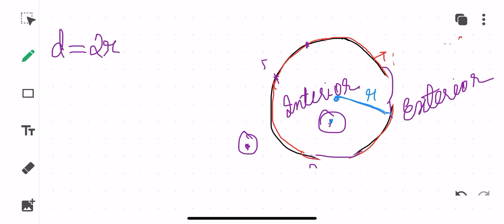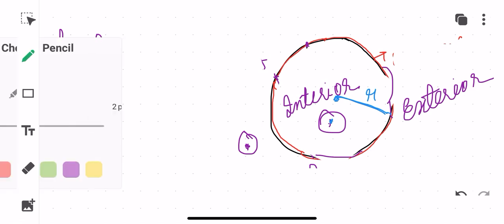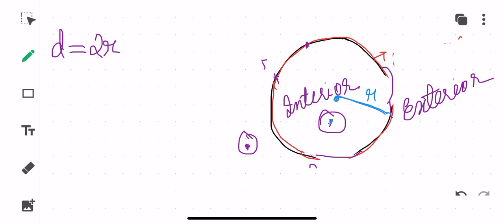Okay, so the basic definition is, children, that whichever point is lying inside the circle is called an internal point or interior point, and whichever is lying outside, that is called an exterior point. Okay, and then when do we say that a point is lying on the circumference of the circle? So whenever we have a point over here, this is my circumference. So this is what we say when a point is lying on the circumference of a circle. Okay, so this is the thing.